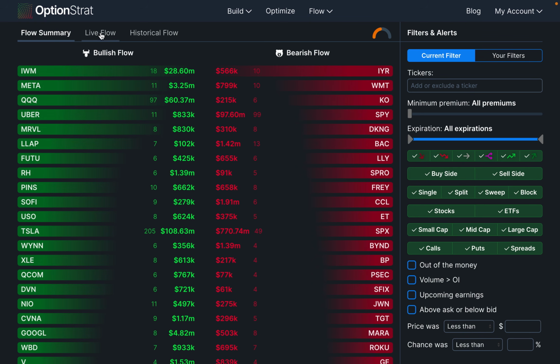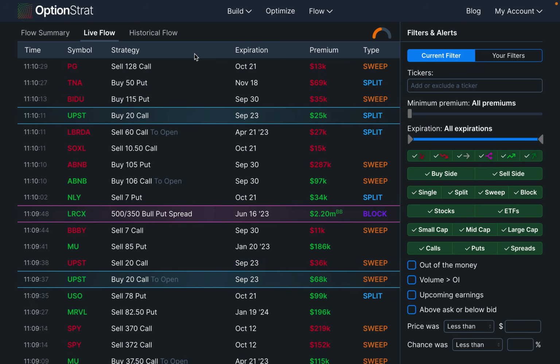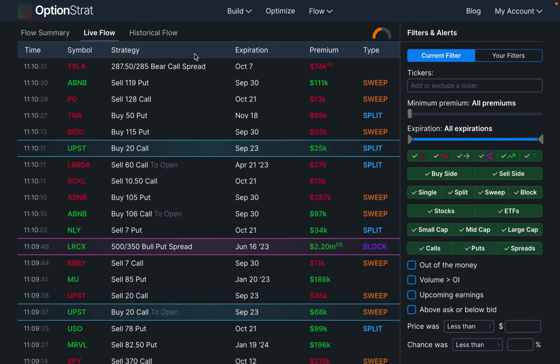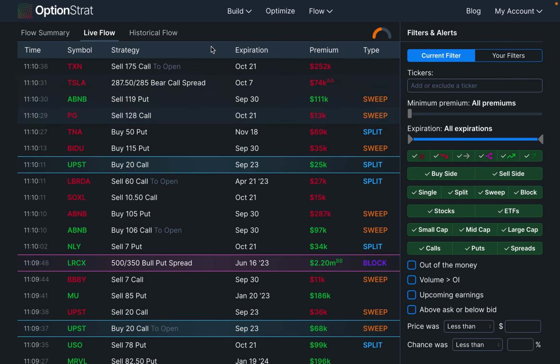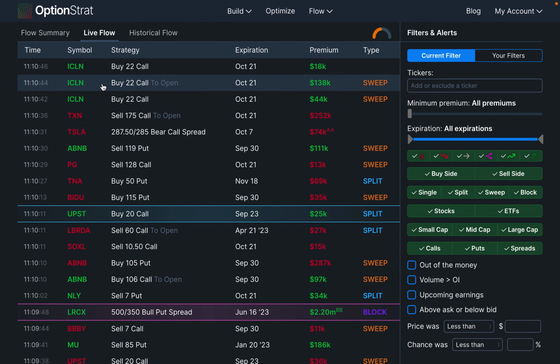Now let's actually go into this next one, this live flow. This is where you're gonna mainly spend your day looking at. So this is basically where it shows us the trades as they're being made. And again, if you don't have the premium version, I believe this is 15 minutes delayed, right? If you have the premium version, these are coming in real time, as you guys can see here, right? It's being updated in real time here. So basically, again, this is showing us the trades as they're being made.